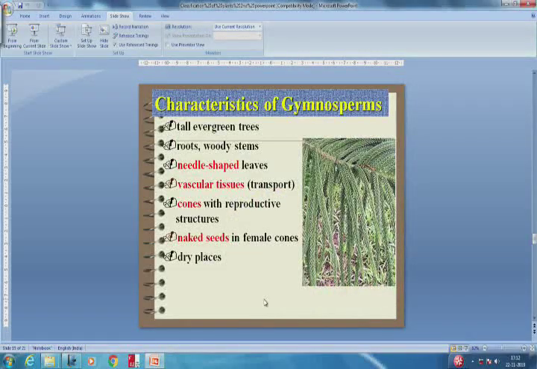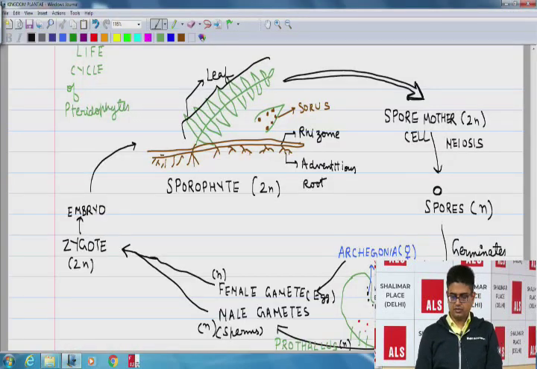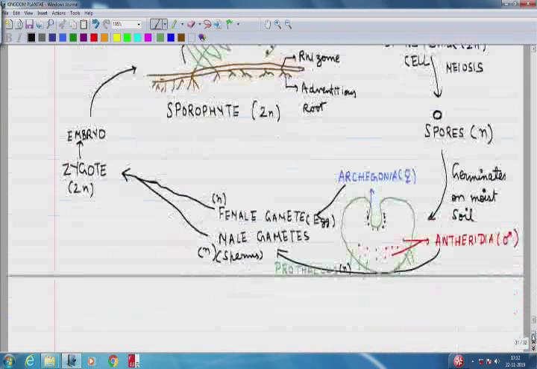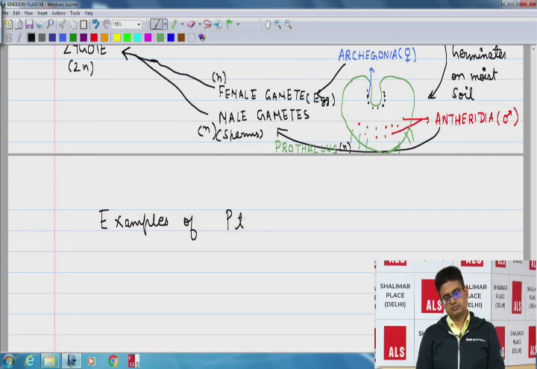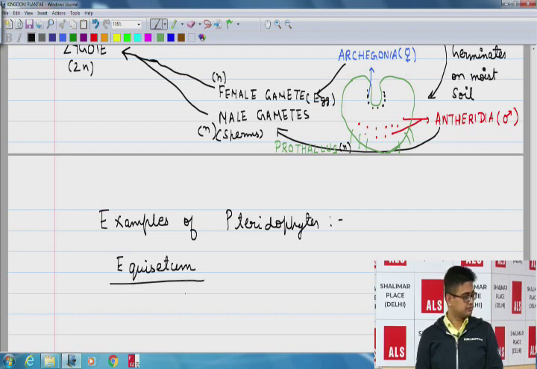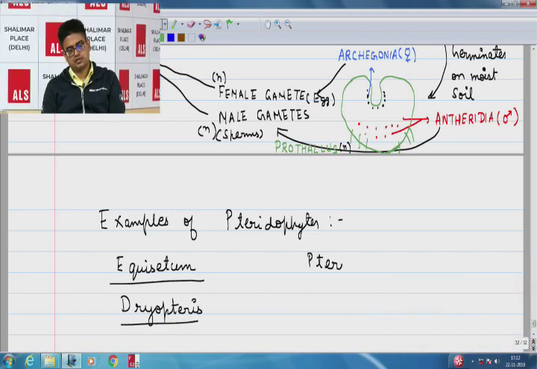Okay. So let's take a pause and complete. The life cycle is completed. Examples of pteridophytes: Equisetum, Dryopteris, Pteris, etc.